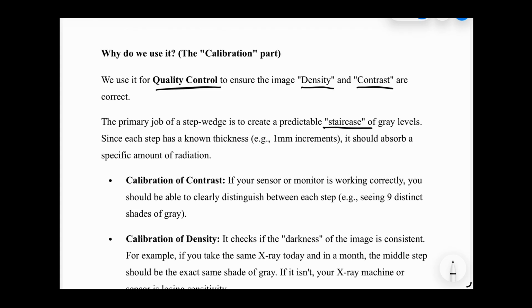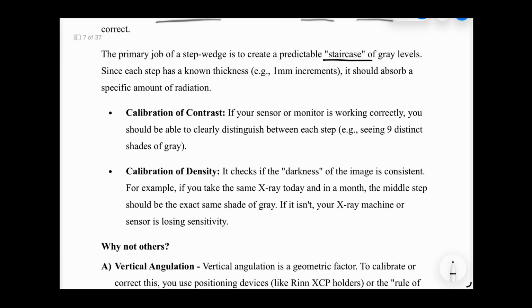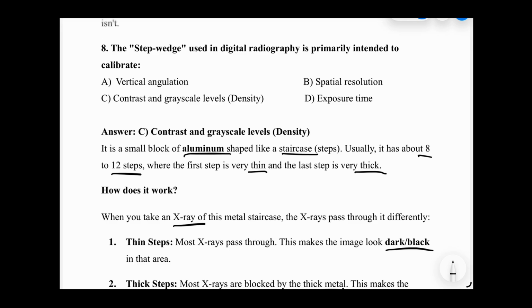Since each step has a known thickness, which is in 1 mm increments, it should absorb a specific amount of radiation. So to check the calibration of contrast, if your sensor or monitor is working correctly, you should be able to clearly distinguish between each step. For calibration of density, it checks if the darkness of the image is consistent. For example, if you take the same X-ray today and in a month, the middle step should be the exact same shade of gray. If it isn't, your X-ray machine or sensor is losing sensitivity. So it is used to check the contrast and gray levels, which is density. So option C is the correct one.